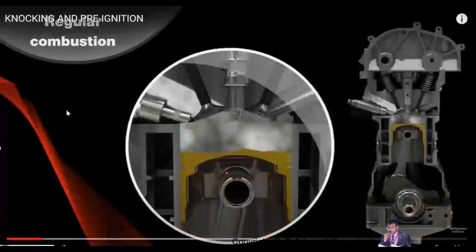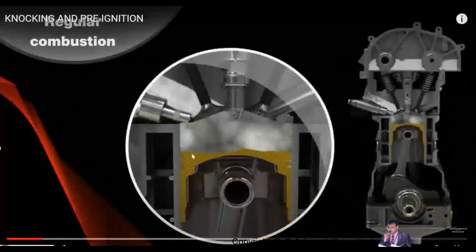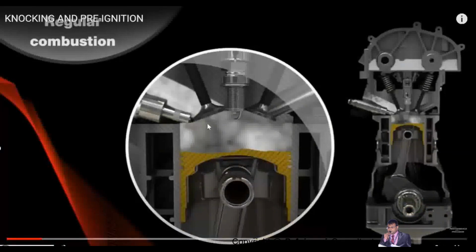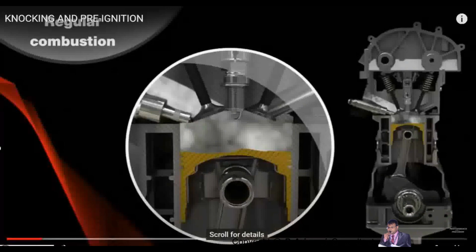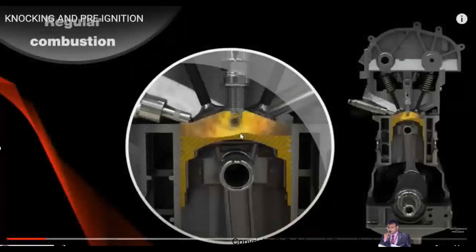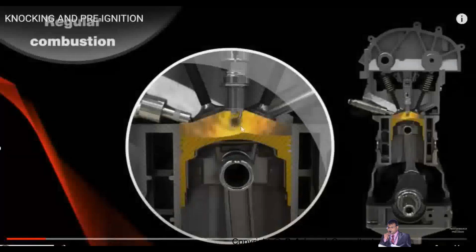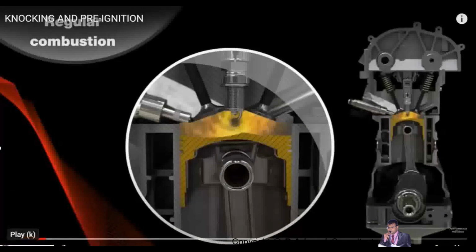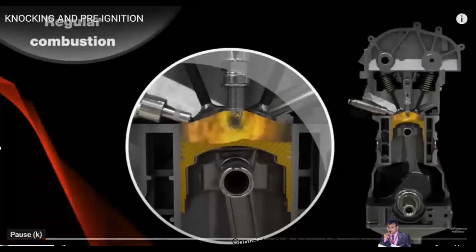So I was telling, during the regular combustion, when the piston moves from TDC to BDC, your air and fuel get mixed, and when the piston moves from BDC to TDC, the air and fuel get compressed. When the piston is nearing the top dead center, the spark gets ignited, and that will happen in the normal combustion. You see, when it is nearing the top dead center, you get a spark. The result of that is combustion in the normal combustion. That is the regular combustion.